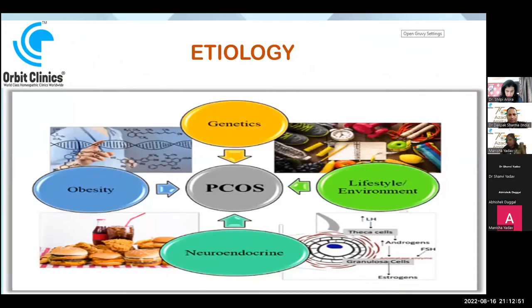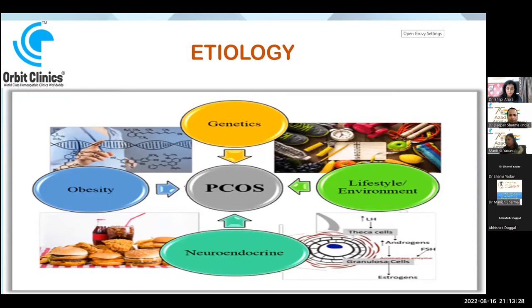Now first, the causation. It is a very old disease, because Stein and Leventhal diagnosed it around 100 years back, but still the causation of this disease is not clear. Besides, many risk factors or associated factors have emerged over this time, and it was found that multiple factors, not a single factor, are responsible for development of this disease.